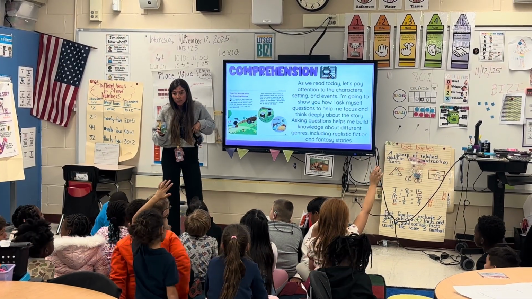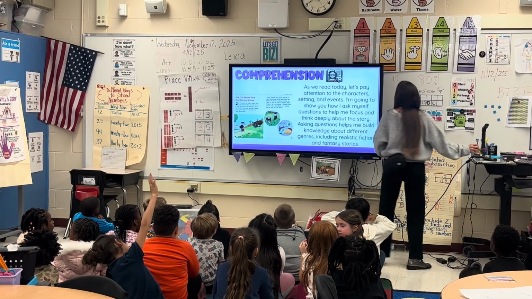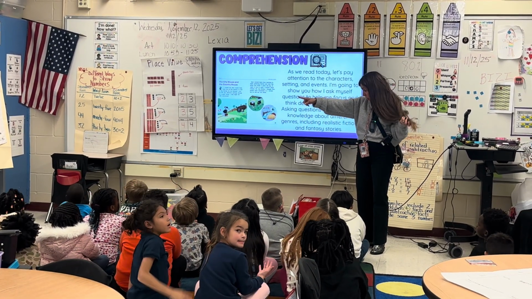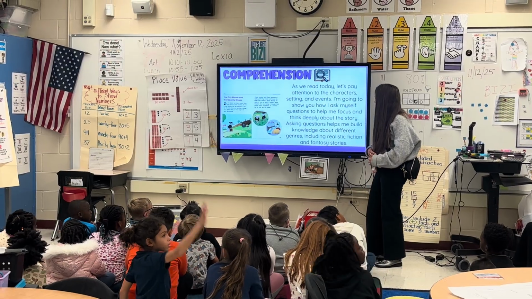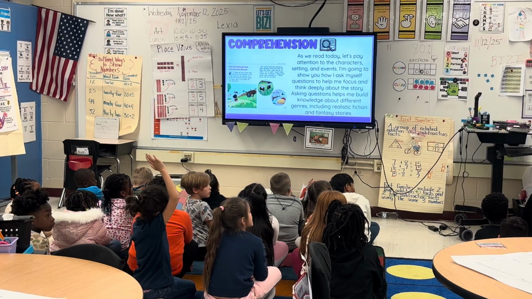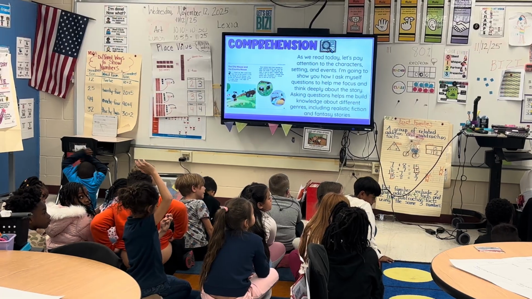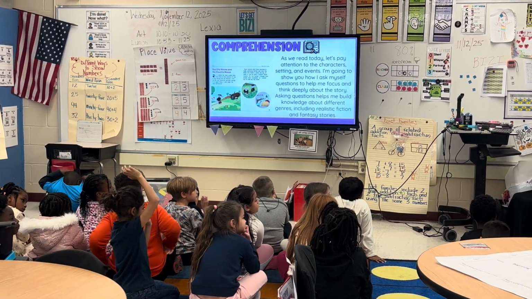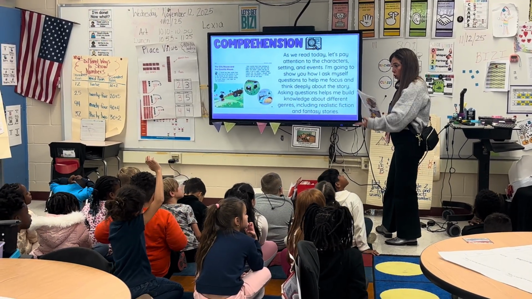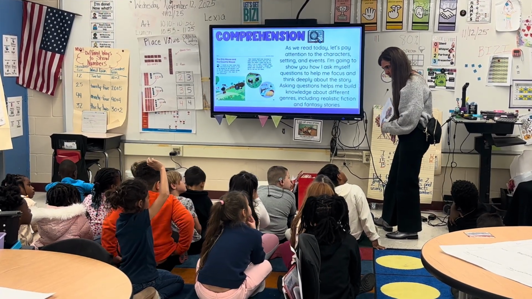All right, so today we are going to be reading a story, and we are going to pay attention to the characters, the setting, remember our chart, and the events in the story. As we're reading, we're going to be asking ourselves questions. What's happening? Who is in the story? What is taking place, right? Where is the story taking place?